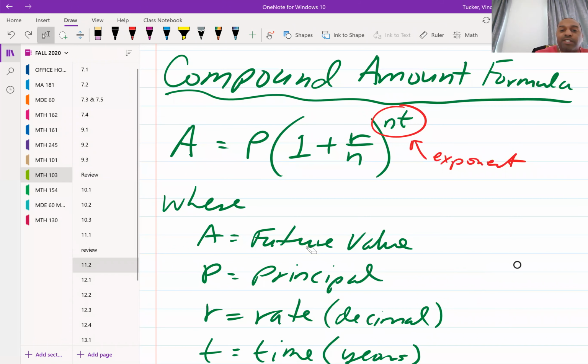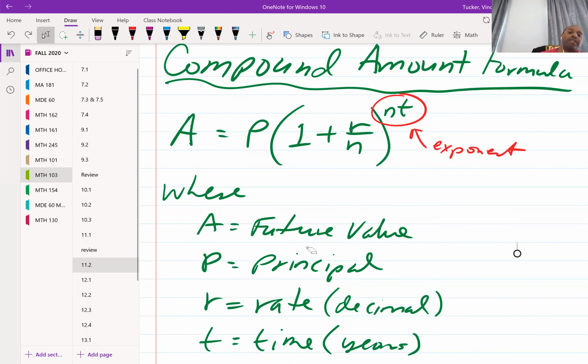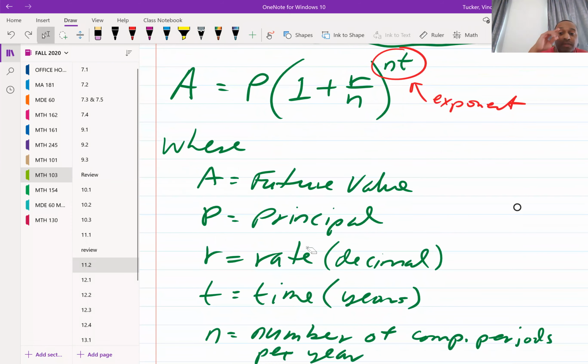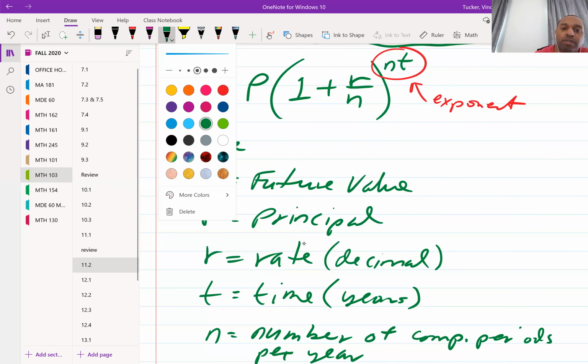So once again, A equals P times 1 plus R over N, raised to the N times T power. A is your future value, P is your principal, R is your rate, T is your time in years once again. And our new variable N is the number of compounding periods per year.